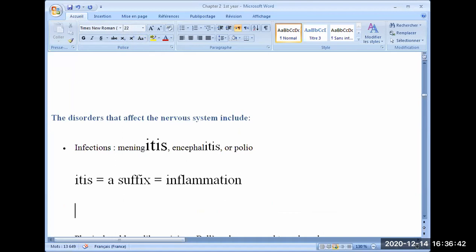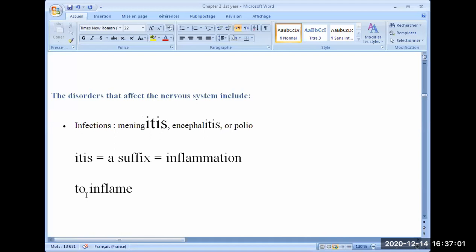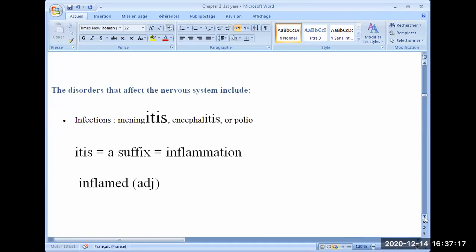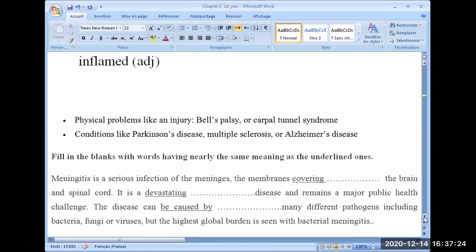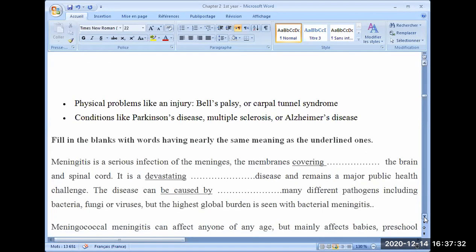The verb is to inflame, and the adjective, when you have a part of the body that is inflamed, is inflamed. So we take this verb and add the D, and we get the adjective inflamed. Some parts of the nervous system can get inflamed, like meningitis, encephalitis. You have some physical problems like an injury, such as Bell's palsy, carpal tunnel syndrome, which we will have a paragraph about. And some conditions like Parkinson's disease, multiple sclerosis, Alzheimer's disease.